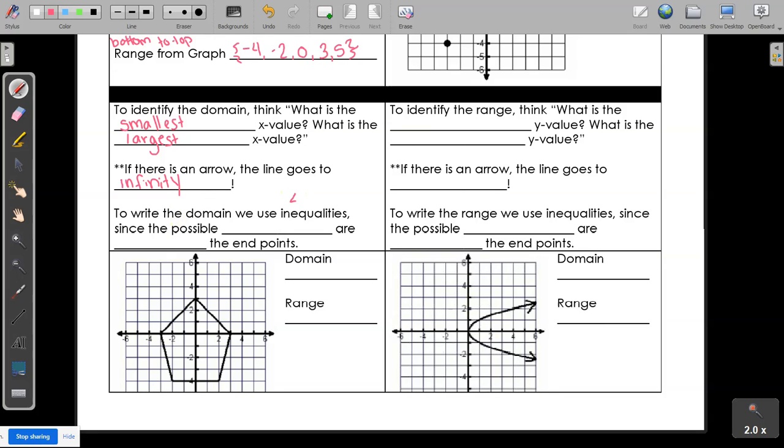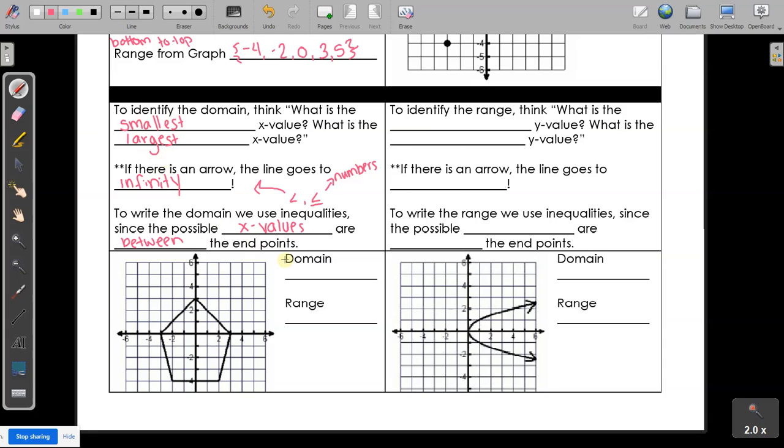So the inequalities we're going to be using look like this. This is less than. We're going to be using the less than or equal to when we're dealing with numbers. We're going to use the less than when we're dealing with infinity. Okay? So we write the domain using inequalities since the possible x values are between the endpoints. So the smallest value and the largest value.